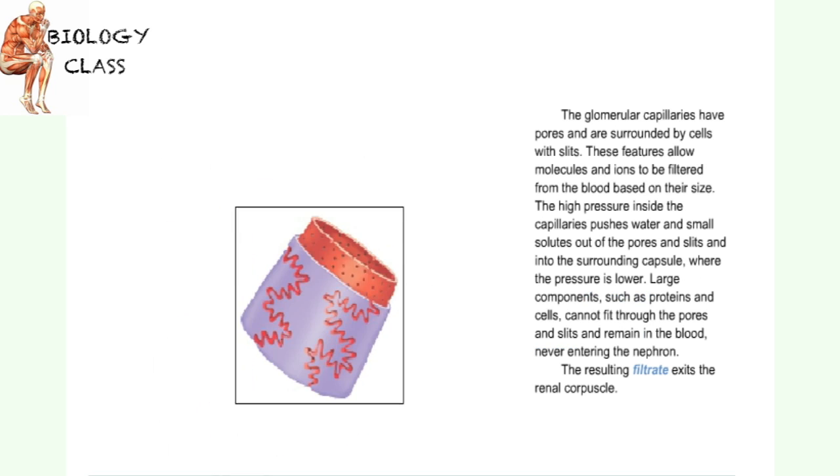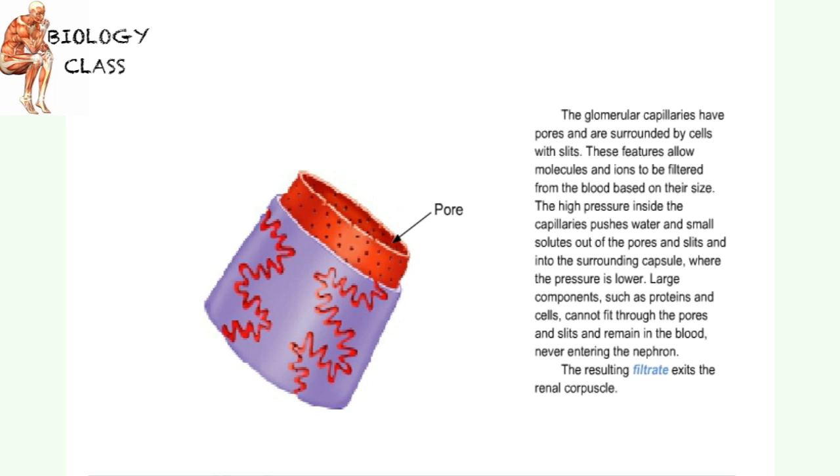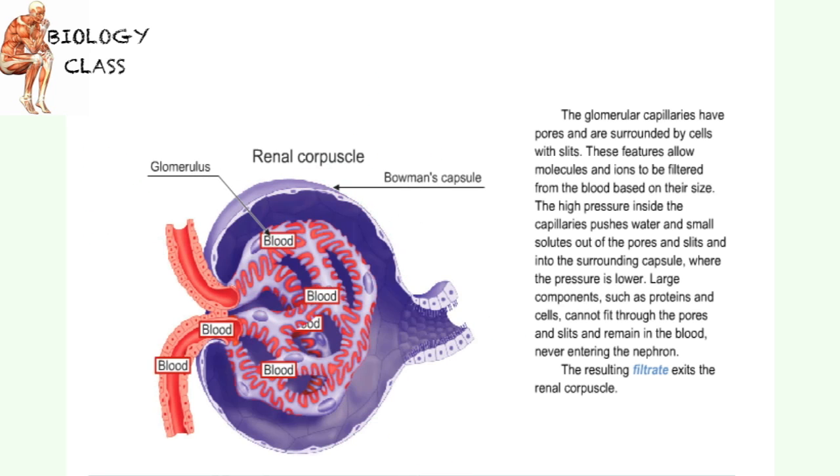The glomerular capillaries have pores and are surrounded by cells with slits. These features allow molecules and ions to be filtered from the blood based on their size. The high pressure inside the capillaries pushes water and small solutes out of the pores and slits and into the surrounding capsule, where the pressure is lower.